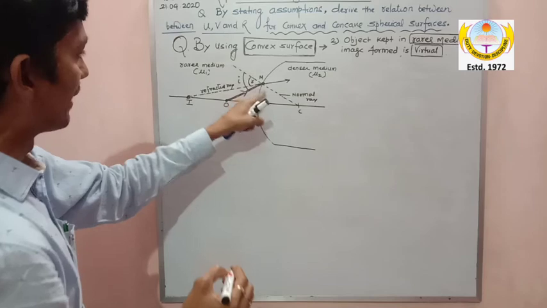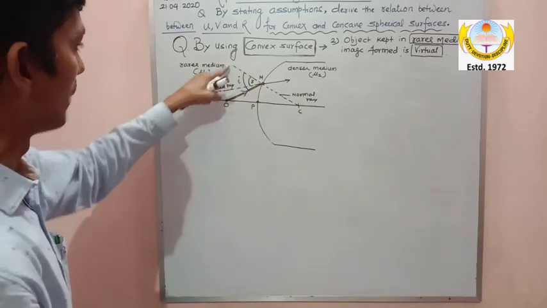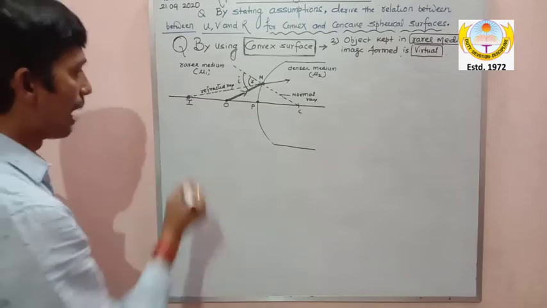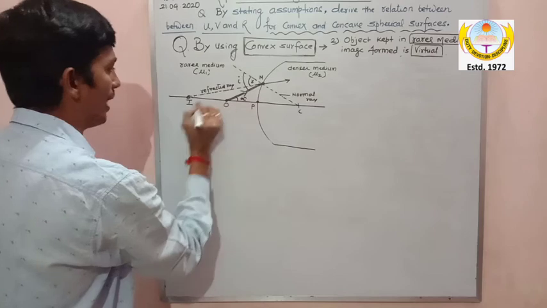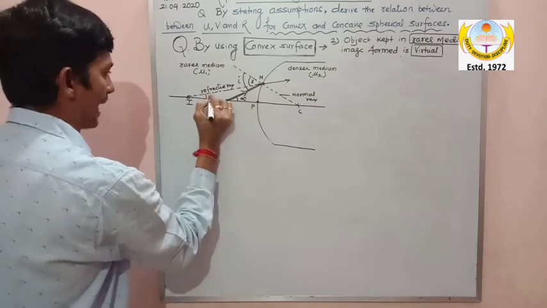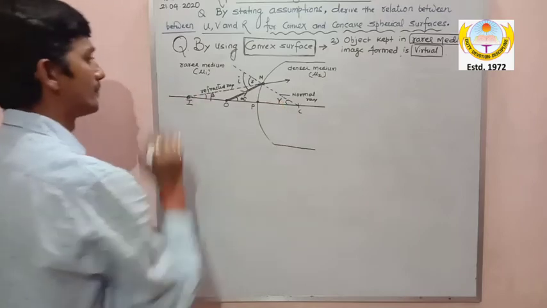So the normal and the refracted ray make angle R, and the normal and the incident ray make angle I. Apart from this, the incident ray with the principal axis makes alpha, the refracted ray with the principal axis makes beta, and the normal ray with the principal axis makes gamma.